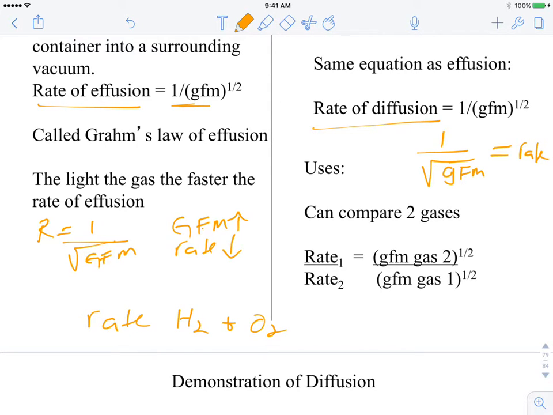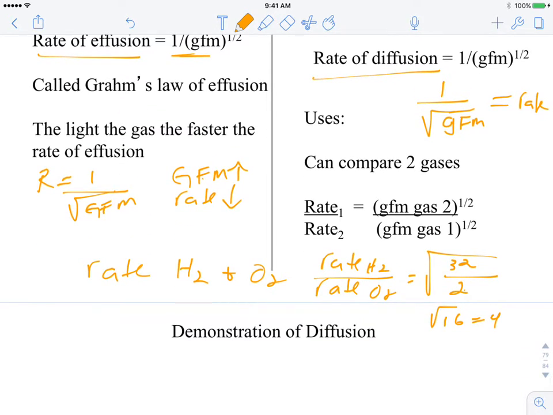So if I want to see how fast they're diffusing, I could do the rate of hydrogen over the rate of oxygen equals, and then I take the square root. The oxygen goes on top, 32. The hydrogen goes on the bottom, 2. That's the square root of 16. That's equal to 4. What this tells me is that hydrogen is 4 times faster than oxygen.